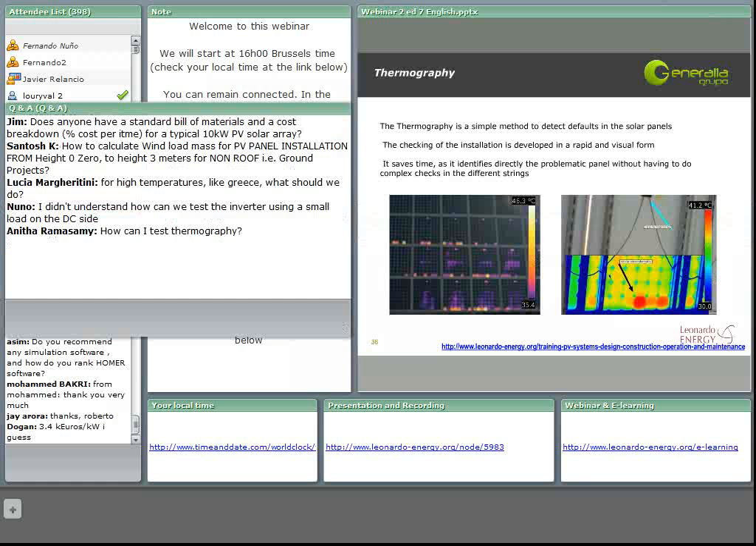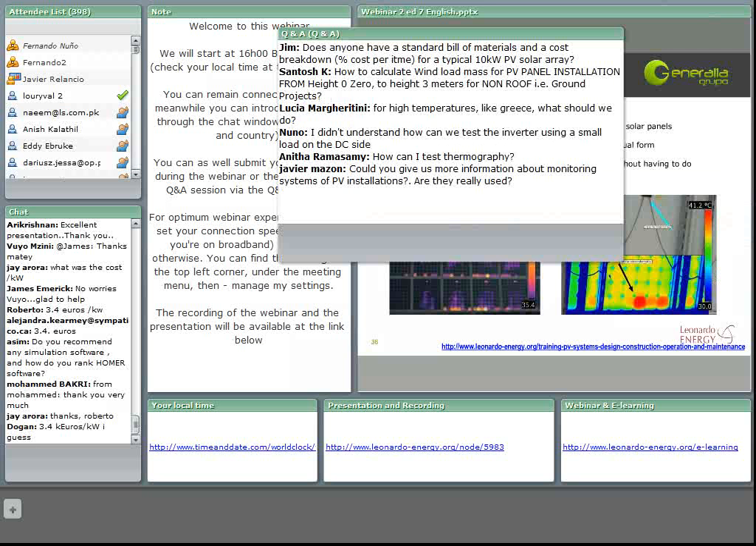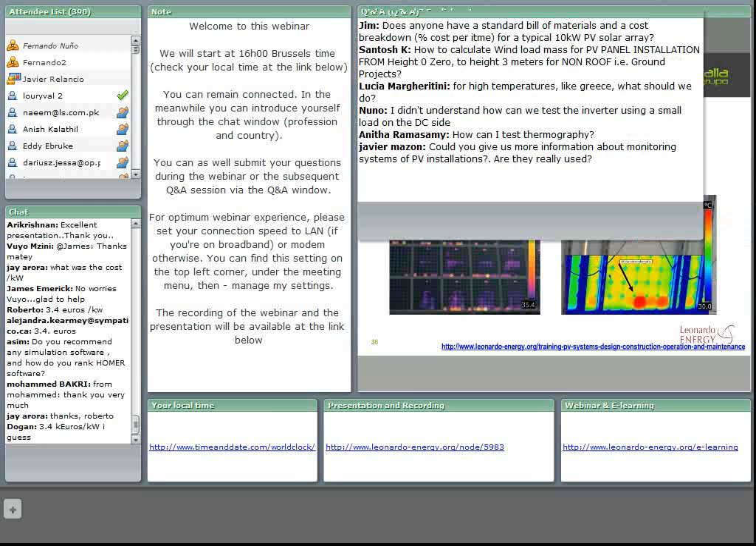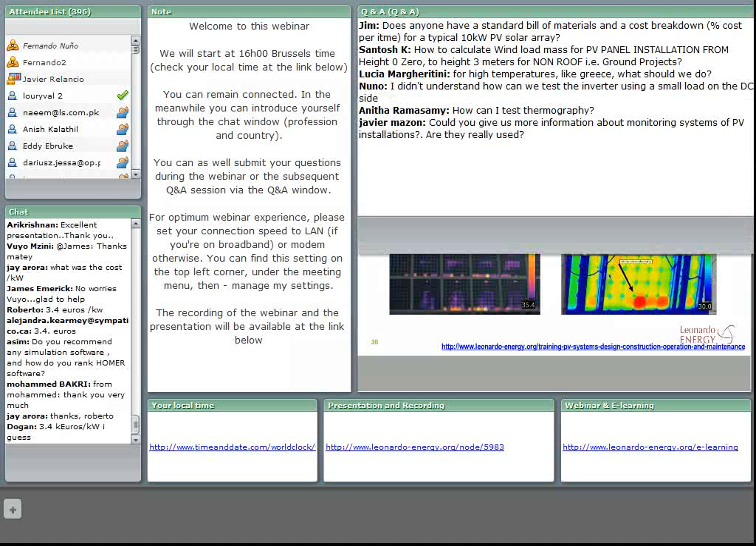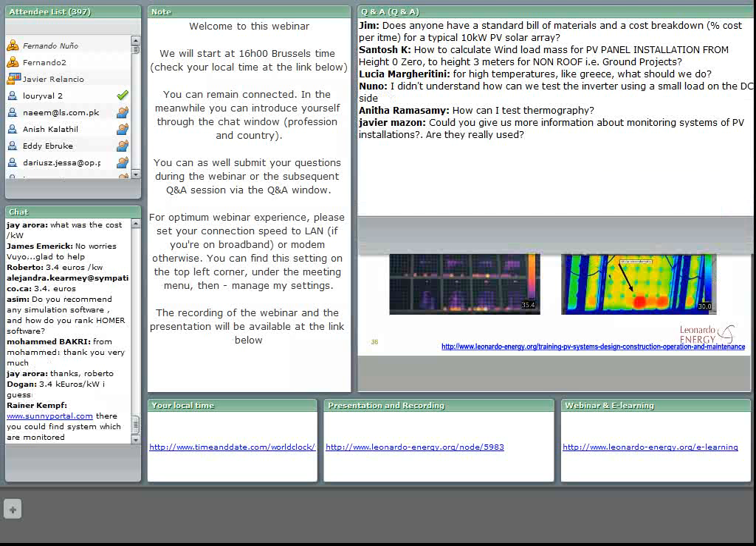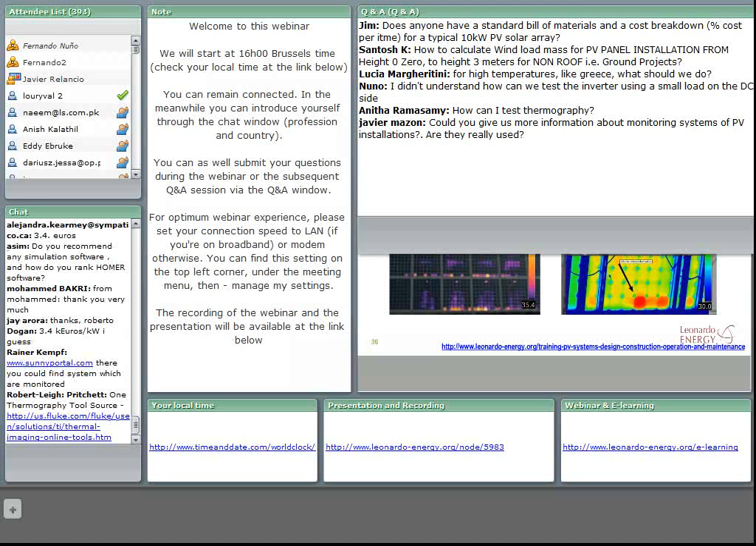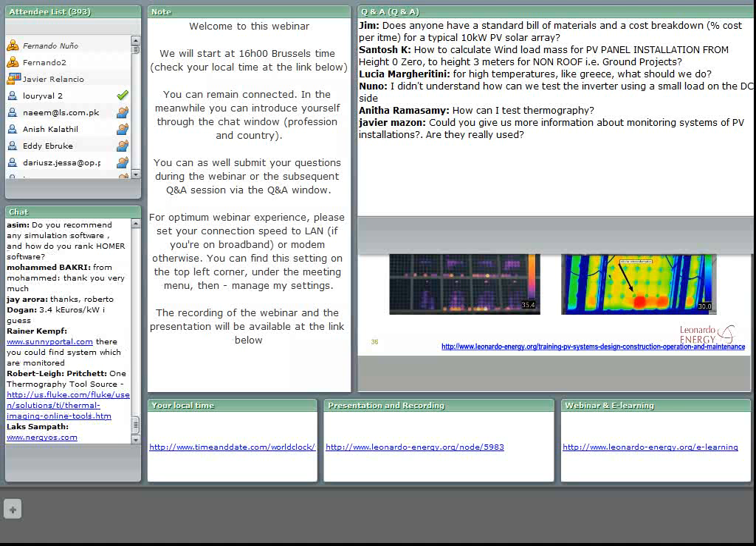Okay, very well. So maybe we can go for another question about the monitoring systems for PV installations. Is that something that we are going to see in coming webinars? Yes, in the next webinars we will study the different systems for monitoring the PV facilities, and also to control the security in our facility. So to answer this question, yes, we are going to give more information about these monitoring systems, and they are really used, because they are the only tool that we have to check that the installation is producing what it should produce.